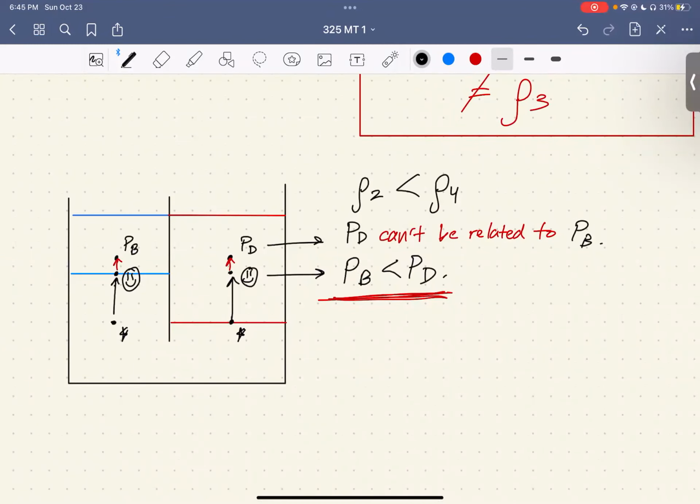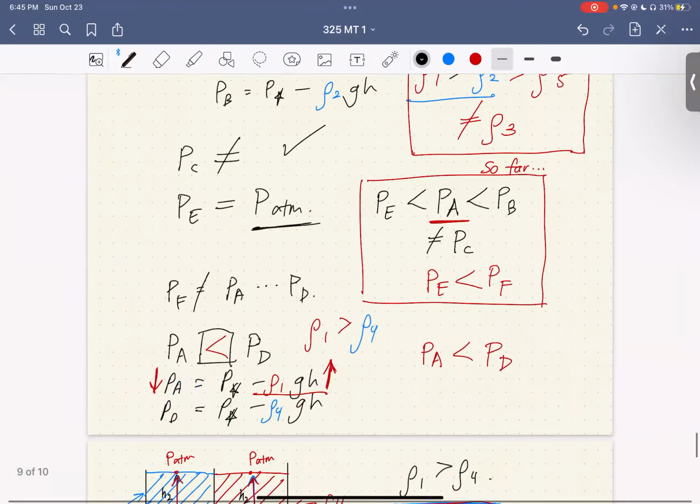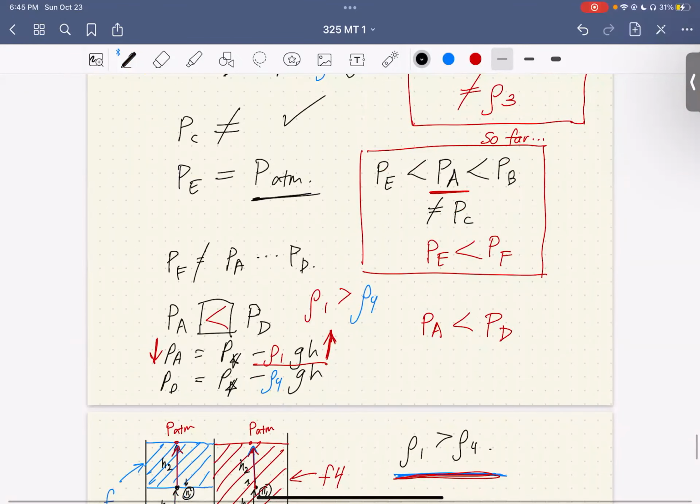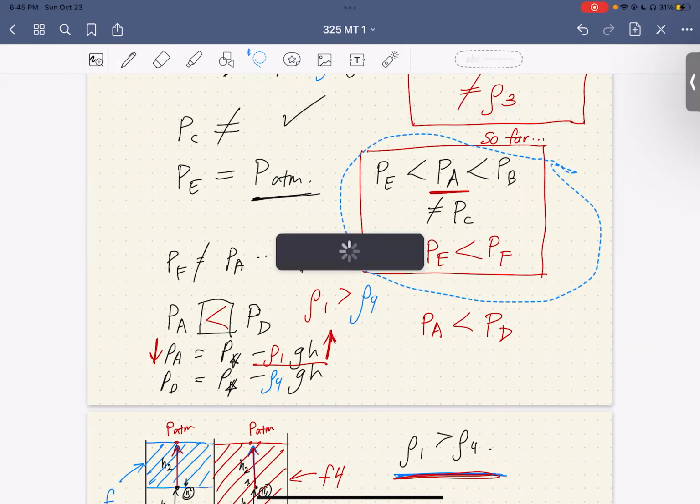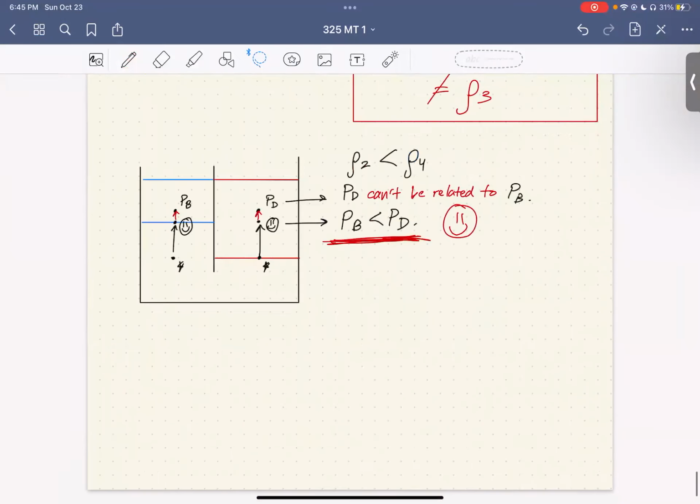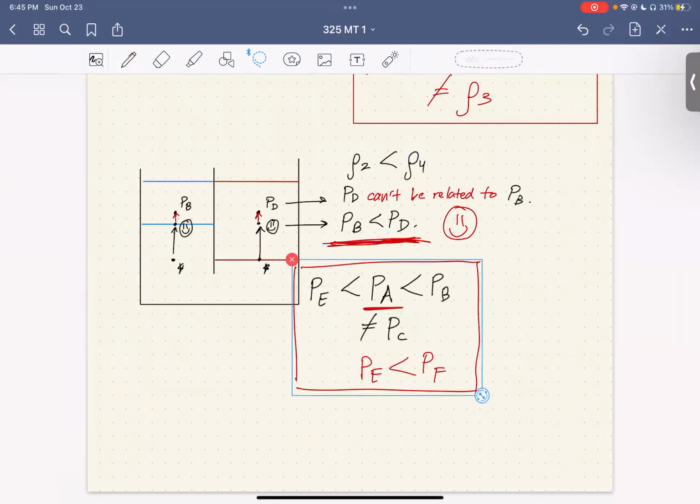I hope that makes sense why it can't be related. It can't be related because although we know this at the smiley face, we don't know these actual values. And even if we do know the rhos, we don't know if PB will be greater than or less than PD at that point, or even equal to. We actually don't know. So therefore, since we can't relate it, let's go back to what we just determined earlier. I'm going to just copy and paste this. So I just pasted this right from above.